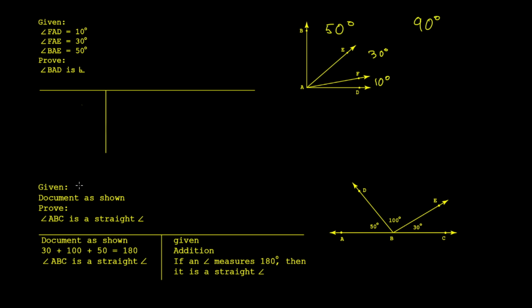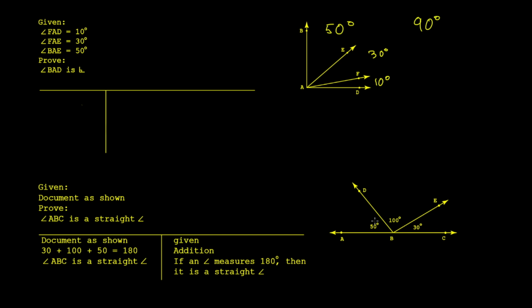So the next one, now we have a straight angle. You might be tempted to say, well, I know it's a straight angle, but we're going to be using addition to show that. Diagram is shown, given. You could say diagram is shown, figure is shown, whatever you want to do.